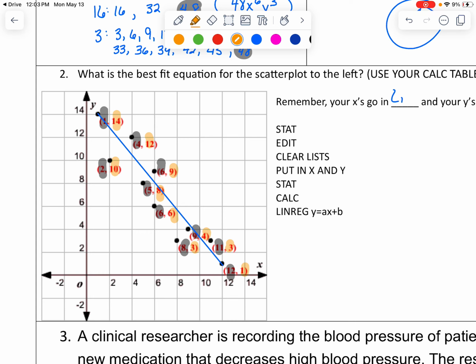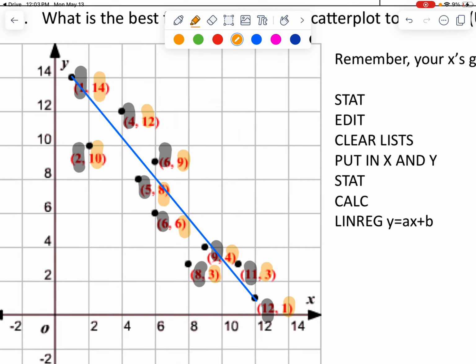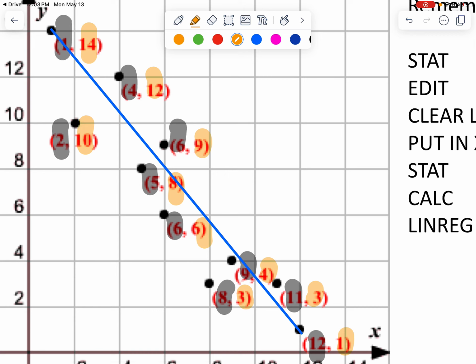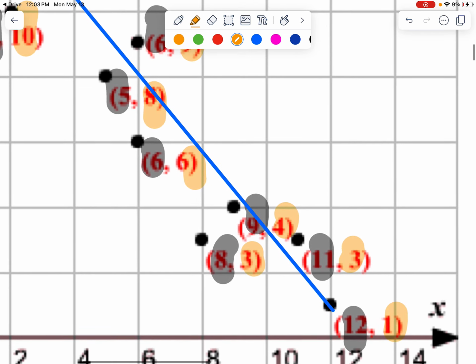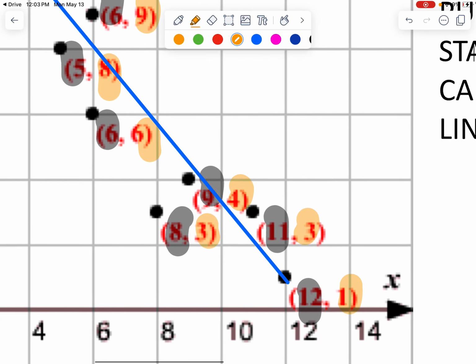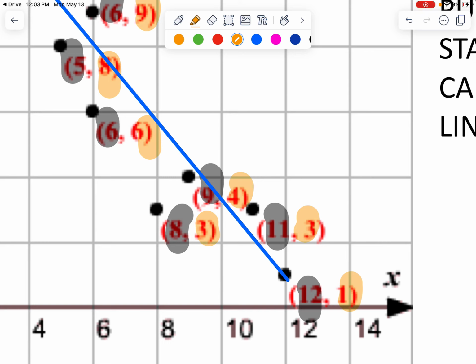So beside 1, I'm putting 14. Beside 2, I'm putting a 10. Beside 4, I'm putting a 12. Beside 5, I'm going to put an 8. Beside 6, I need a 9. Beside the other 6, I need a 6. Beside my 8, I need a 3. Beside my 9, I need a 4. Beside my 11, I need a 3. And beside my 12, I need a 1.